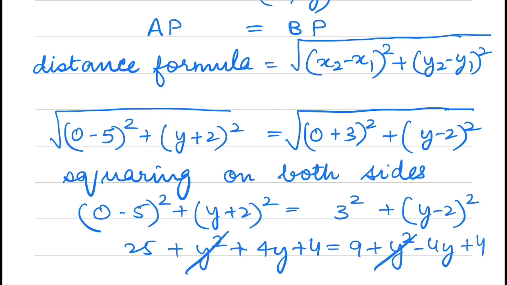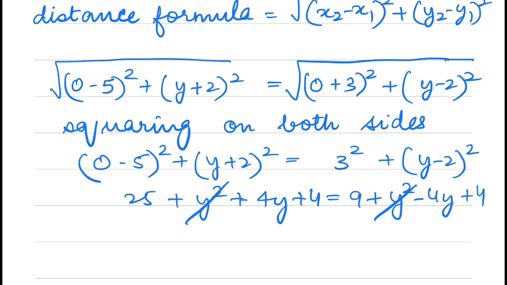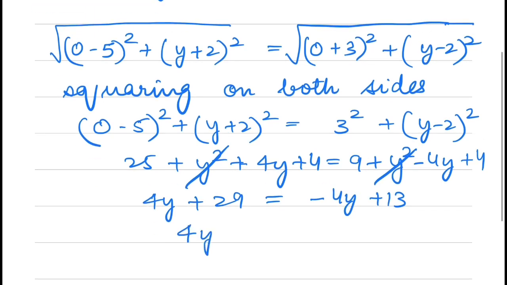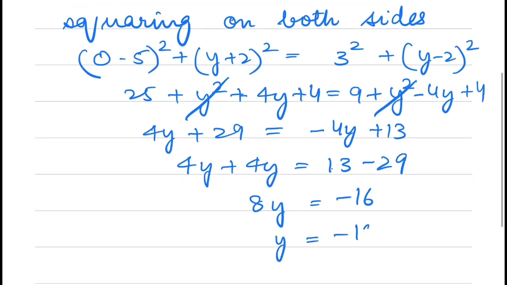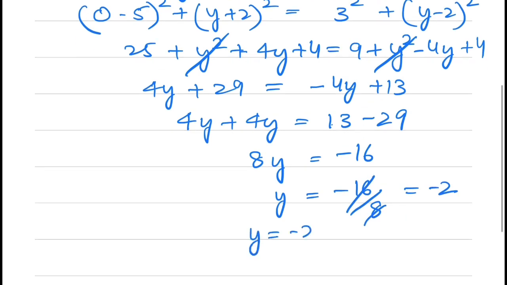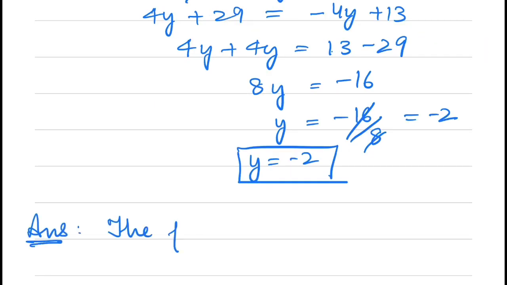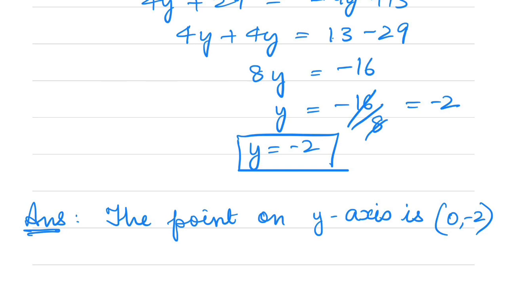y square gets cancelled, and we have 4y plus 29 is equal to minus 4y plus 13. So 4y plus 4y is equal to 13 minus 29. 8y is equal to minus 16. So y is equal to minus 16 by 8, so we get minus 2. So y is equal to minus 2. So answer, the point on y-axis is (0, minus 2).